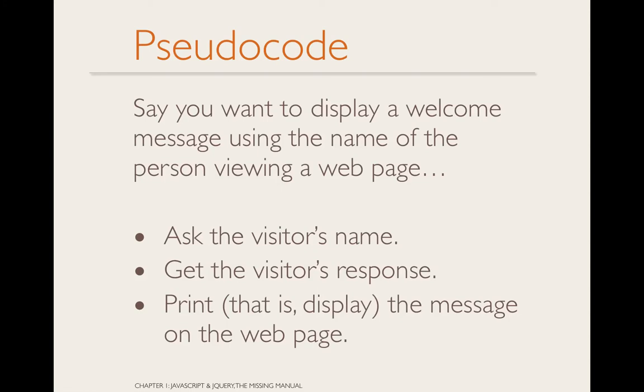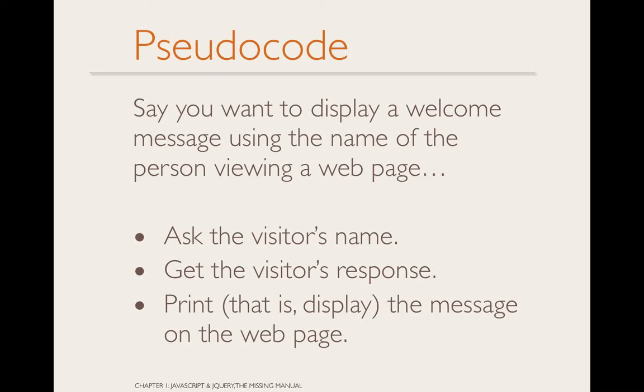A good programmer is a good problem solver. And one of the ways you work out solutions to your problems is just writing things out, trying to figure them out on a piece of paper before you even start typing in any kind of code. This process is called coming up with pseudocode, or kind of like an English plain language version of how to solve a problem. Say you want to display a welcome message using the name of a person viewing a web page. There's a process you're going to have to go through and work out to get that done.